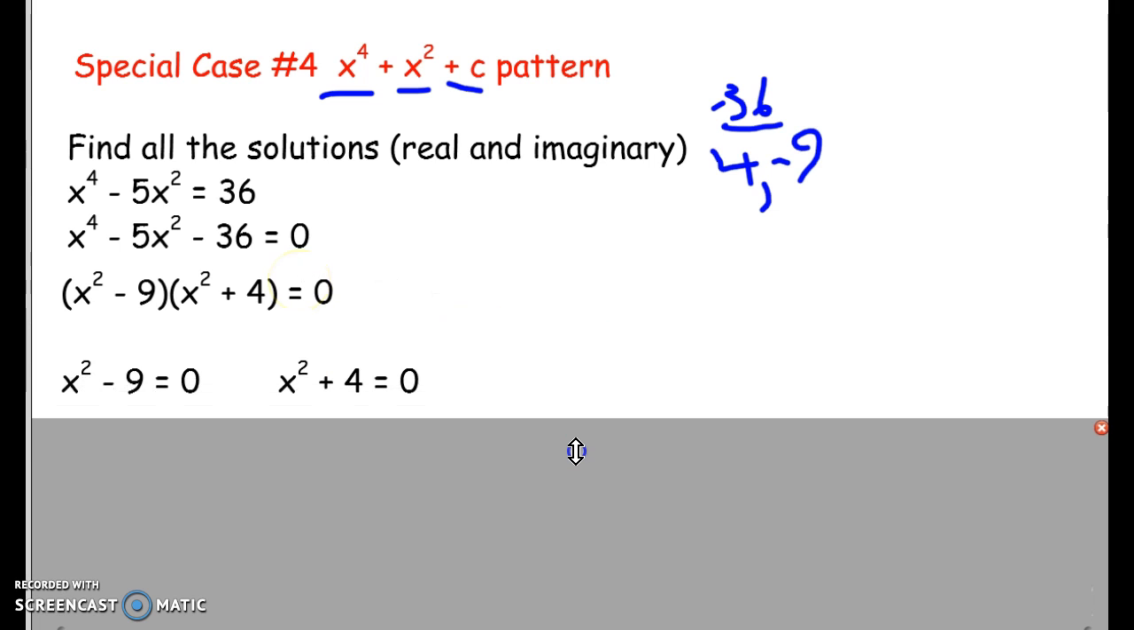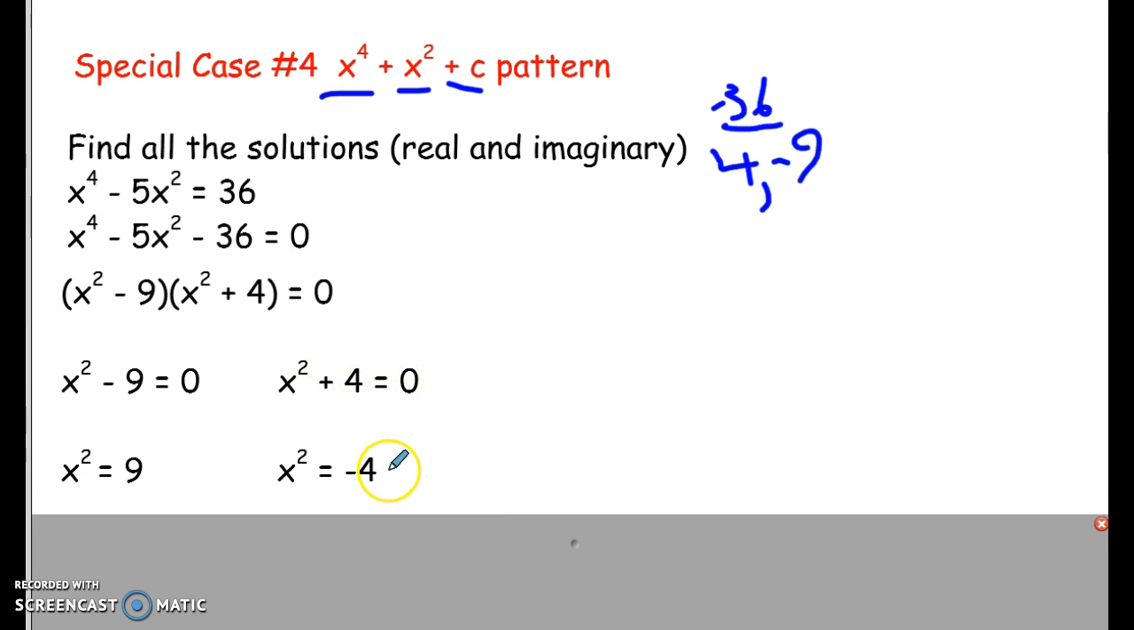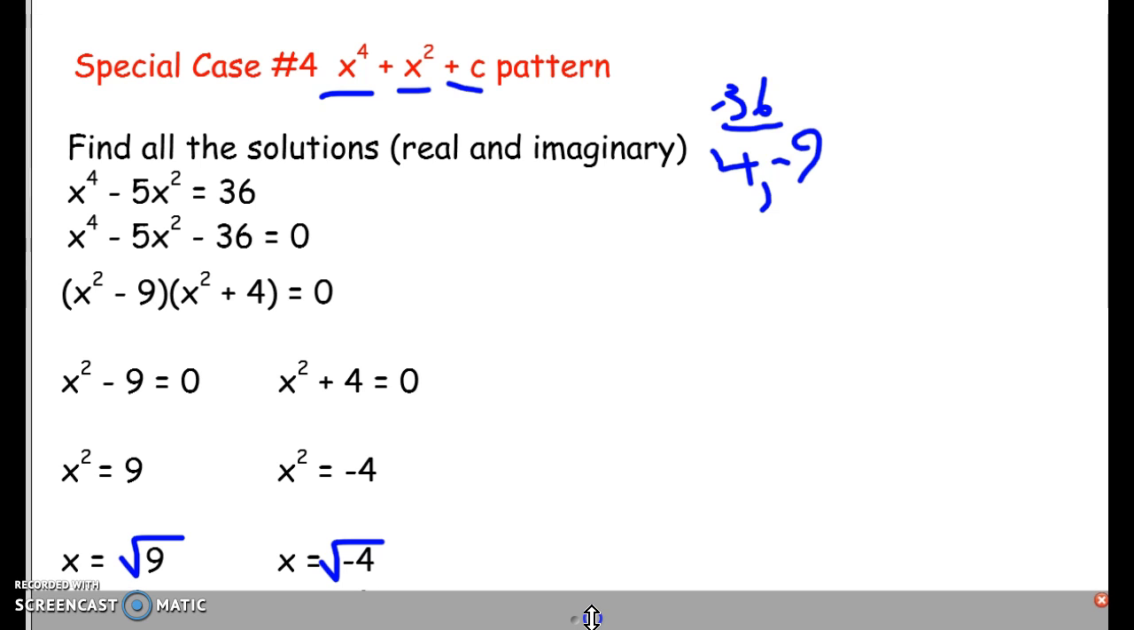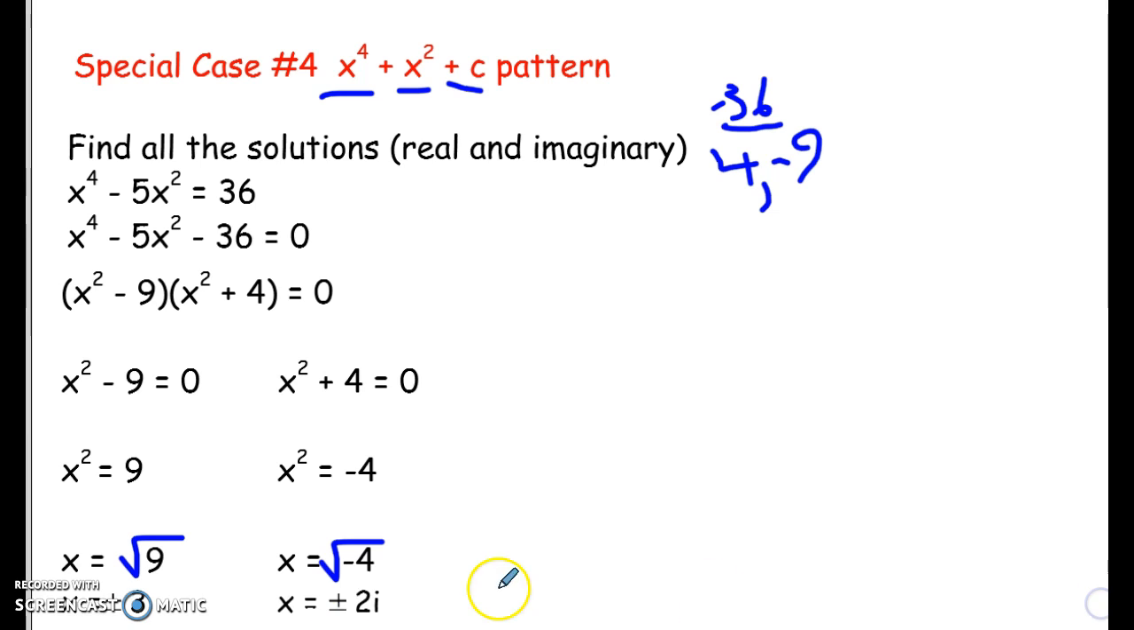Set both of those parts to 0, and now use our algebra steps. We'll add 9 and subtract 4, then take the square root of both sides: the square root of 9 and the square root of -4. The square root of 9 is plus or minus 3, and the square root of -4 is an imaginary number, plus or minus 2i. So we end up with 4 answers to our x to the fourth equation. Again, look for it when you see this particular pattern.